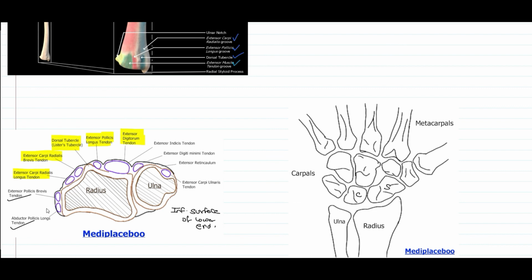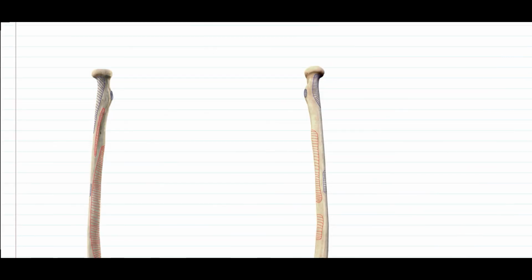Now let us discuss the muscular attachments of the radius. So starting off from the upper end of the radius, on both the anterior and the posterior aspect, we have the insertion of the supinator muscle. Note that the blue color and the red color are for the origin of the muscles, and here too we have the supinator muscle.